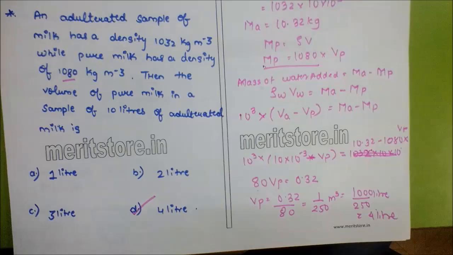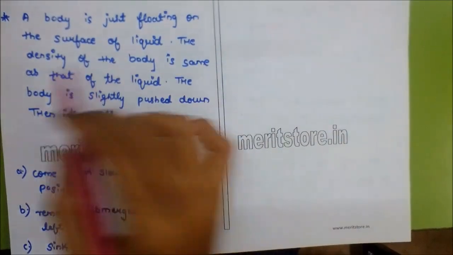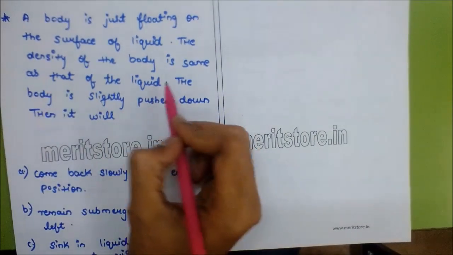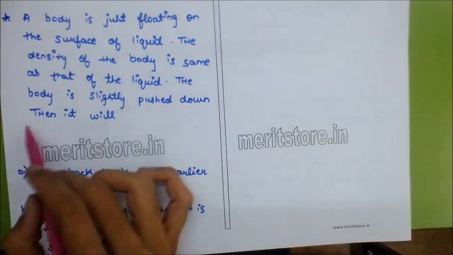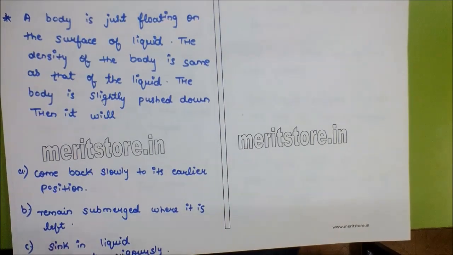A body is just floating on the surface of the liquid. The density of the body is same as that of the liquid. The body is slightly pushed down. Then it will come back slowly to its earlier position, remain submerged when it is left, sink in the liquid, or come out vigorously.